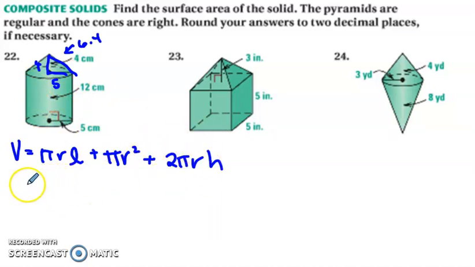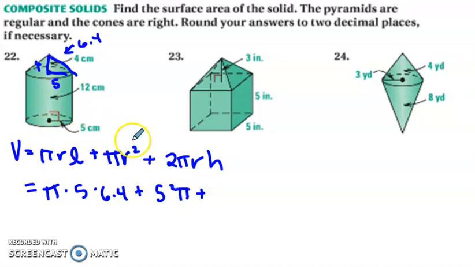All right, now let's go ahead and substitute what we know. So again, we know the radius is 5. We just calculated the slant height is 6.4. And to that, we're going to add the bottom of the can, the cylinder. So that's 5 squared pi. And then to that, we're going to add the body of the can, which is circumference times height. So that's going to be 2 times pi times 5 times the height, which they're showing us is 12.